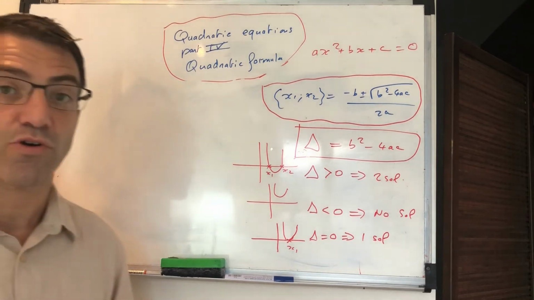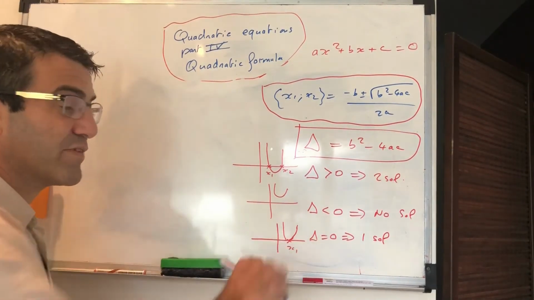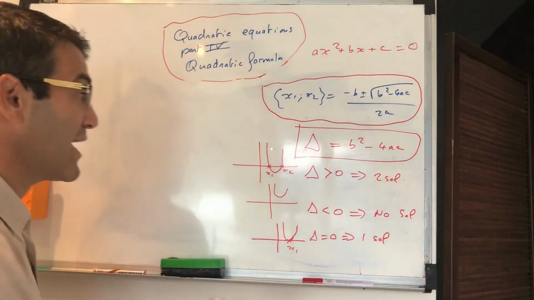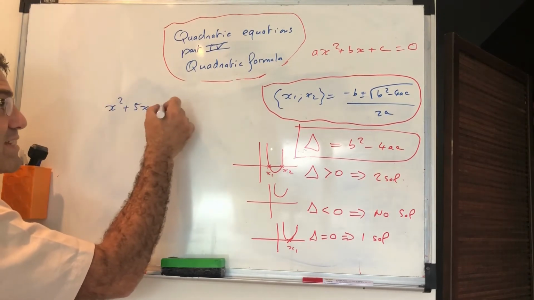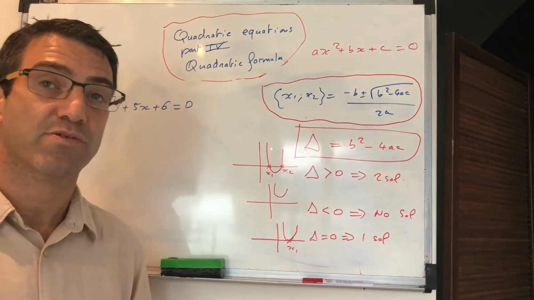Okay, so let's explore a real example to see if we can try and figure this out and make sense of it with some real numbers. Now, there's a quadratic I gave you in the last part, which was x squared plus 5x plus 6 equals 0, which factorizes as (x plus 2)(x plus 3).